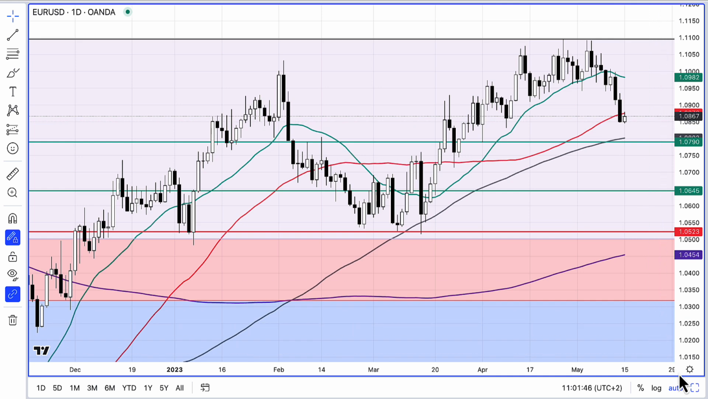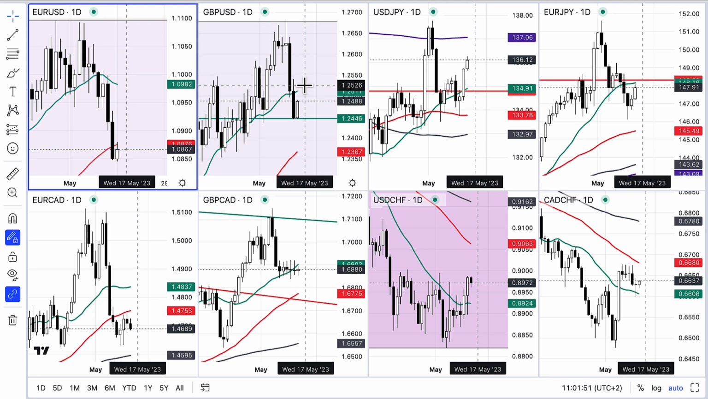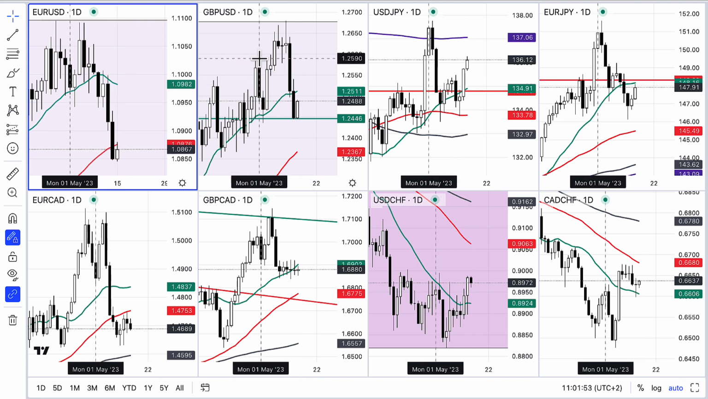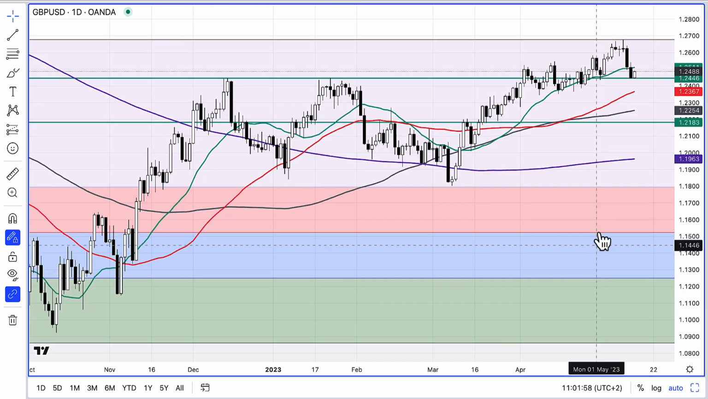Right now, we're short on the euro against the dollar, and the same goes for the other majors. Here, we've got the pound against the dollar, this one here, and we're looking to do the same. We haven't taken a short position on this just yet.